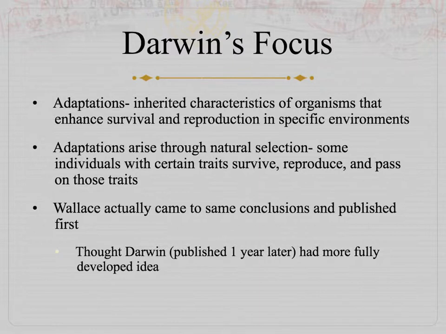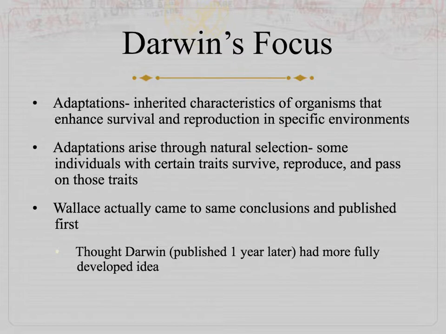Okay, so you inherit some sort of trait or characteristic that helps you to be able to survive and ultimately reproduce in your environment. The point of everything, of all life, is to reproduce and pass your traits on to the next generation. So Darwin said that those adaptations that organisms have come through natural selection. Some individuals with certain traits will survive, they will reproduce, and they'll pass on those traits, while other organisms won't.